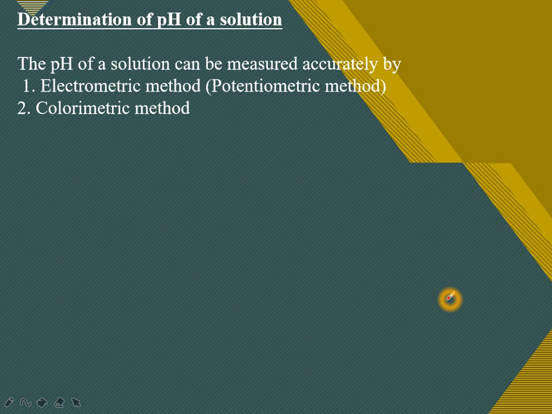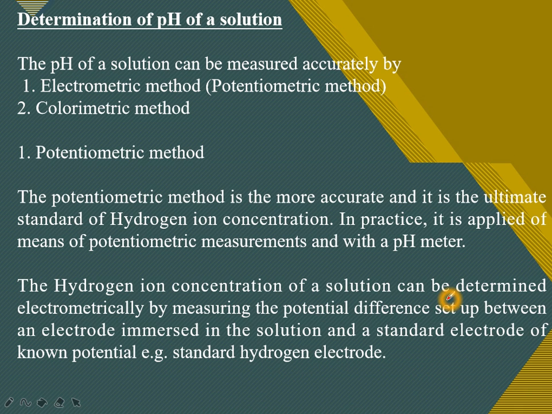How can we determine the pH of a solution? The pH of a solution can be determined accurately by two methods. The first method is the electrometric method, that is the potentiometric method, and the second method is the colorimetric method. The potentiometric method is more accurate and uses an ultimate standard of hydrogen ion concentration. It is mainly applied by means of potentiometric measurements and used along with a pH meter.